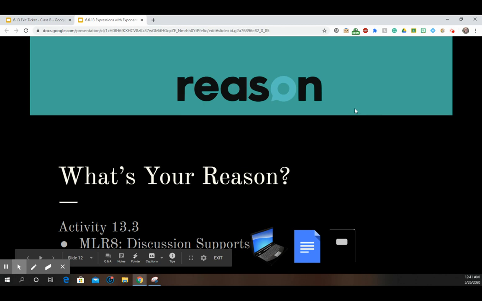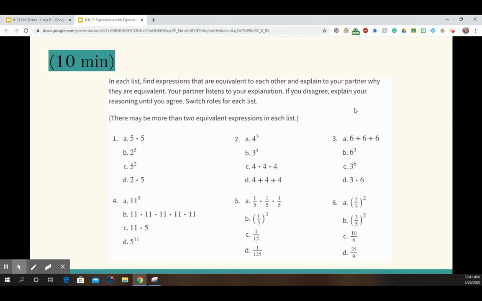So let's move on to what's your reason. If you have that workbook, you're turning to activity 13.3. You should expect to spend 10 minutes on this. In each list, and the list is like down this way, you're finding expressions that are equivalent to each other, and you should be able to explain how you know they're equivalent.